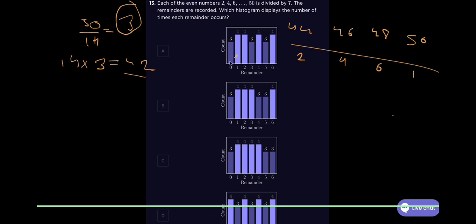Let's have a look here. 0 occurs 3 times, fine. 1 occurs 4 times, yeah. 2 occurs 4 times, yeah. 3 occurs 3 times, that's good. 4 occurs 4 times, good. 5 occurs 3 times. A looks perfect, but just to make sure, I'm going to check everything else.